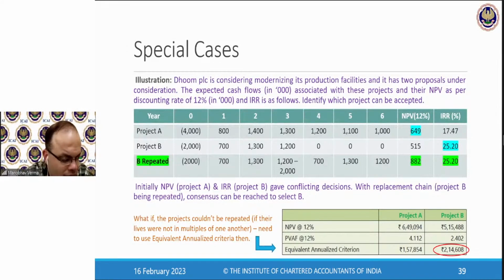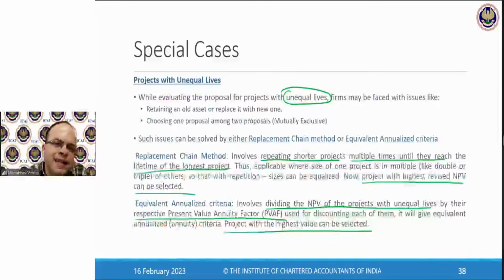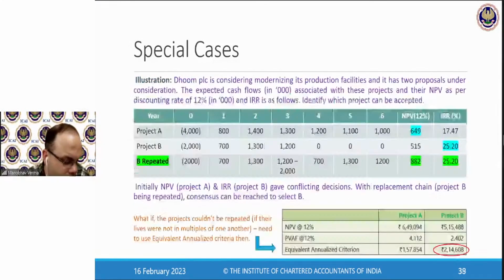So we are saying that projects which are not in multiples can also be chosen. So see again, don't mix the two things. There we are talking about divisible or not when we are talking about capital rationing. This is a different discussion altogether. Okay, Prachi says if one project is for 3 and the other is for 4, we cannot apply this criterion of replacement chain. Then we will have to go for an equivalent annualized criterion, Prachi. Make sense?